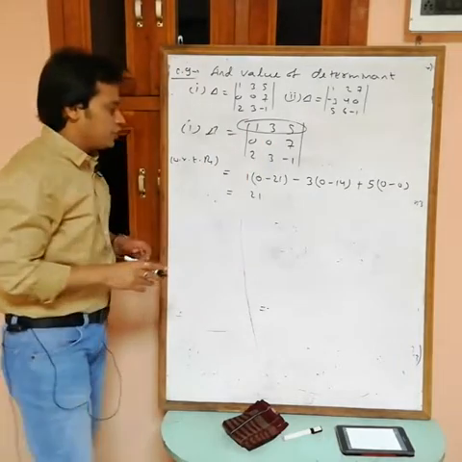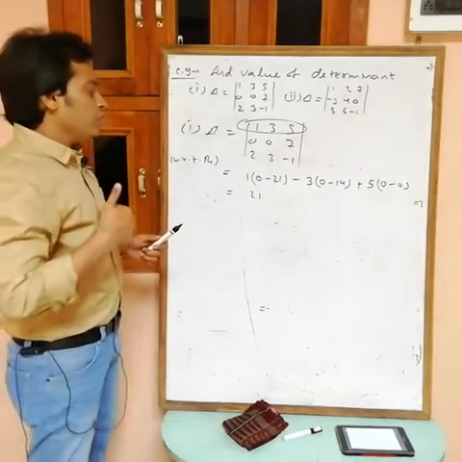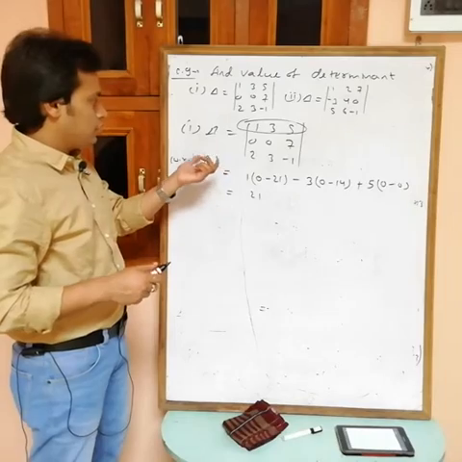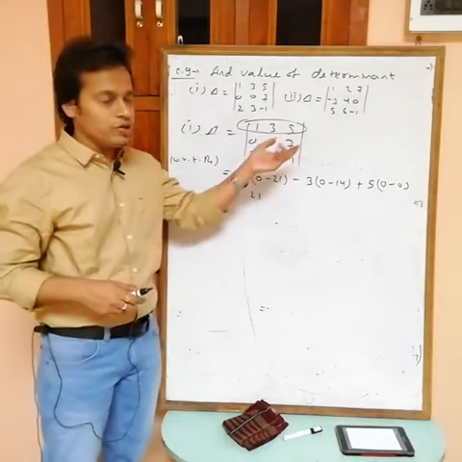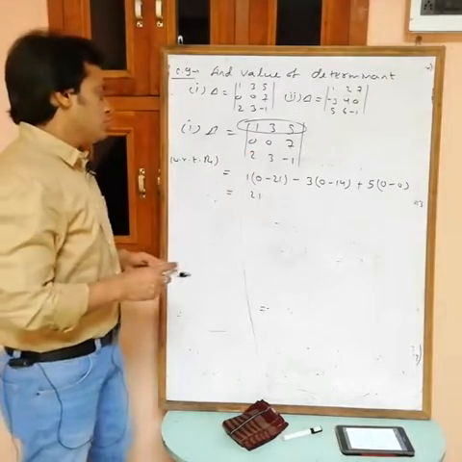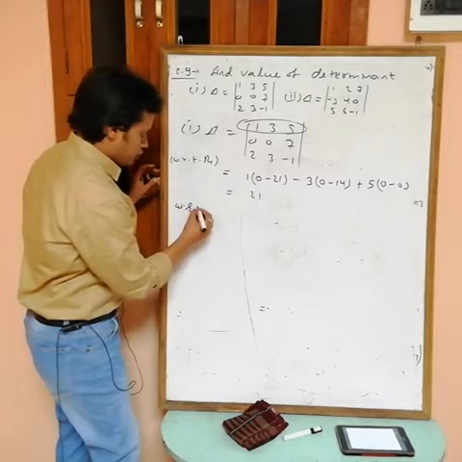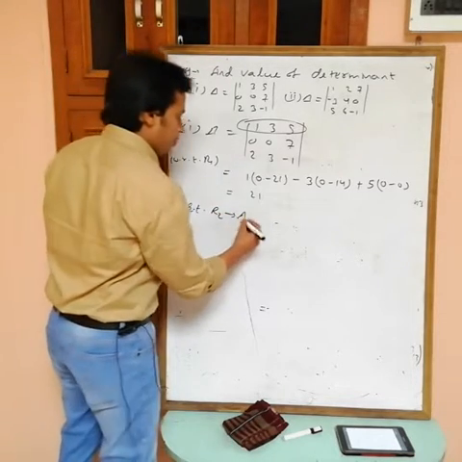Expanding this one with respect to R1, we get this. Now, to find the value of the determinant by an easy method, you can also use R2, because in R2 we have a 0. Okay? So you can also use R2.